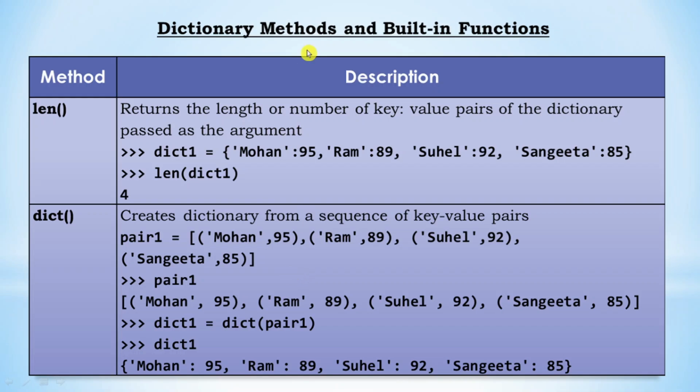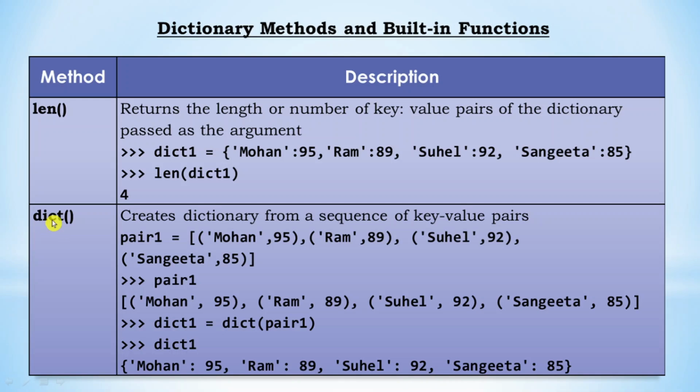Next, we can check some of the built-in methods used with dictionary. First method is len. This function returns the number of key value pairs in the dictionary. For example, a dictionary dict1 is given which contains 4 key value pairs: Mohan, Ram, Suhail and Sangeeta. So len of dictionary will return 4, the number of items in the dictionary.